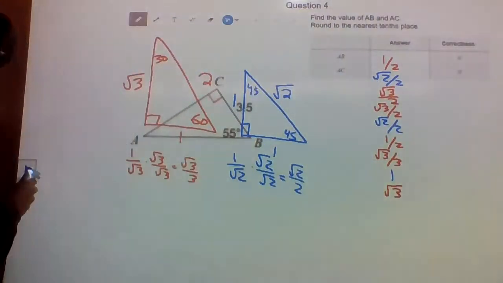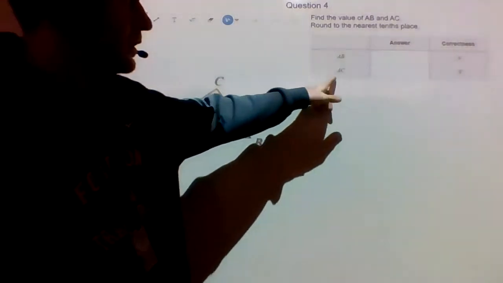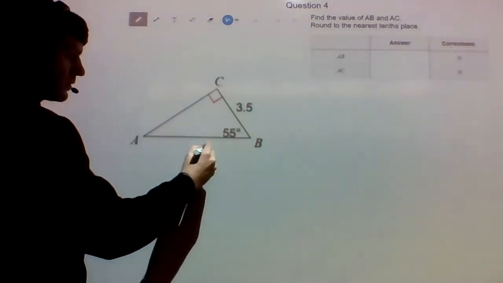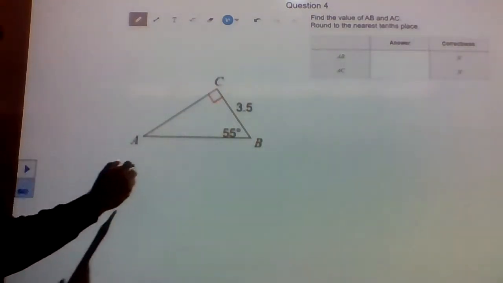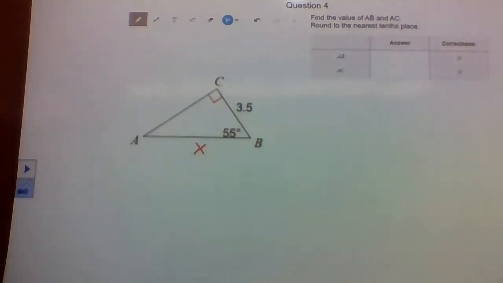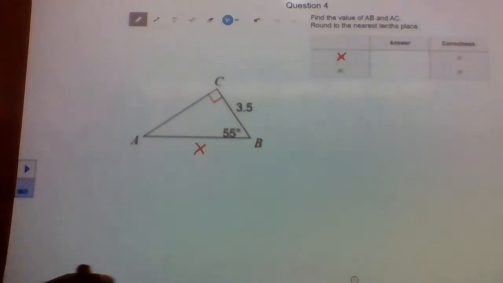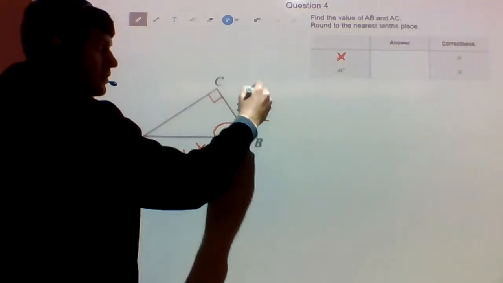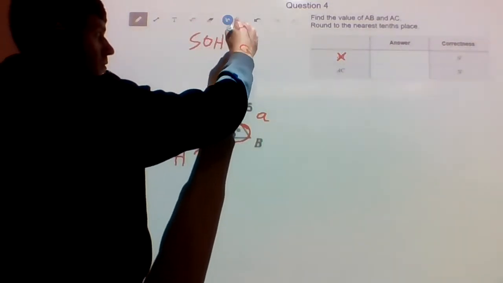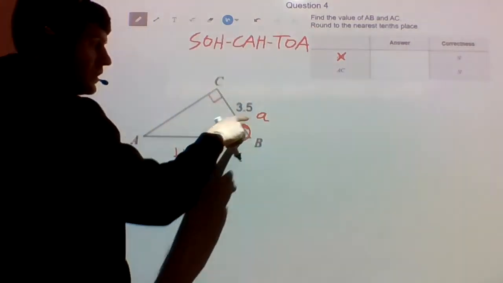All right, number 4. Okay, so we need to find the length of AB and the length of AC. So the distance from A to B and then the distance from A to C. So I'm going to make this X. Here. Let's solve for AB first. So this will be X. Make AB X. So circle the angle, label the sides. X is your hypotenuse. 3.5 is your adjacent. Okay, we have adjacent and hypotenuse.